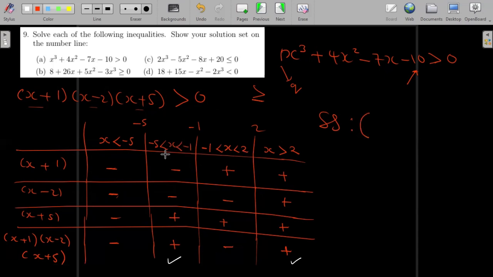I'll write it in interval notation. So we have -5 going all the way to -1 is the first one, which is here. Then this one union, it goes from 2 to infinity, like that. And it's open on both sides because we want strictly greater than 0. They're telling me to show this on a number line.